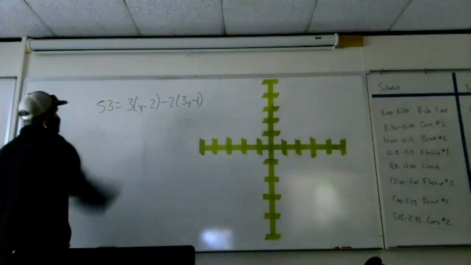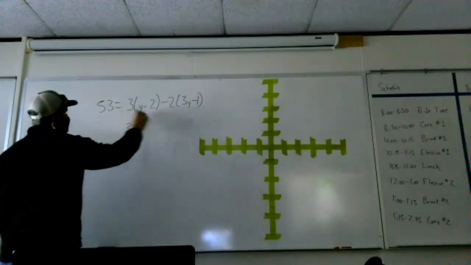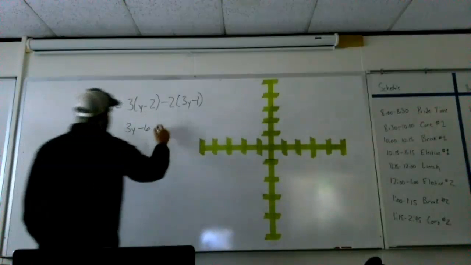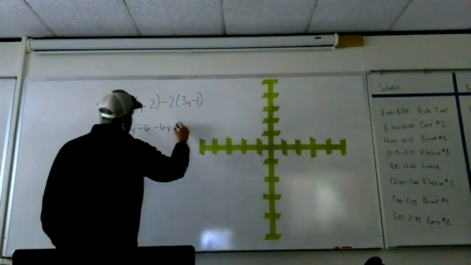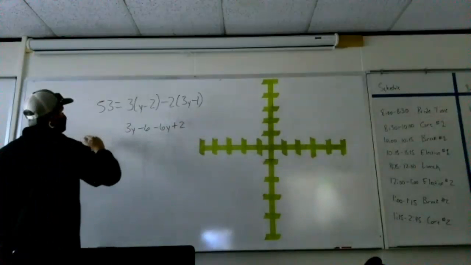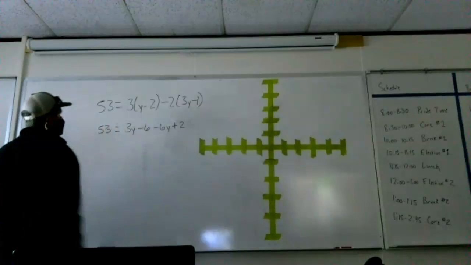-1. So 3 times y is 3y. 3 times a -2 is a -6. -2 times 3y is a -6y. -2 times -1 is a +2. And 53 stays because I did not touch it.